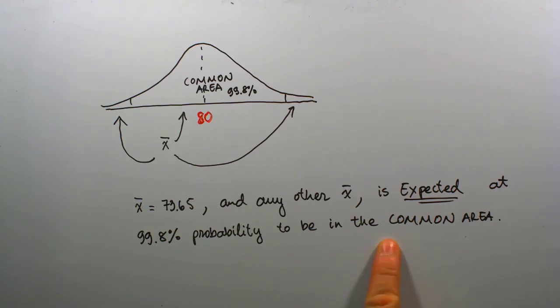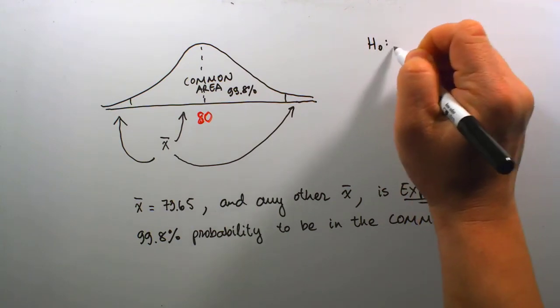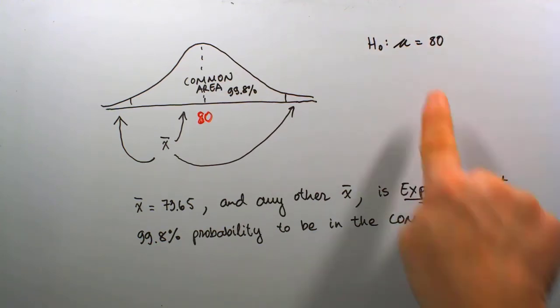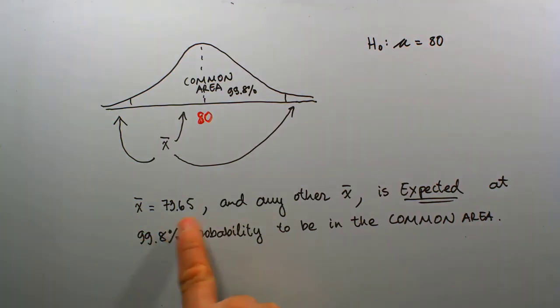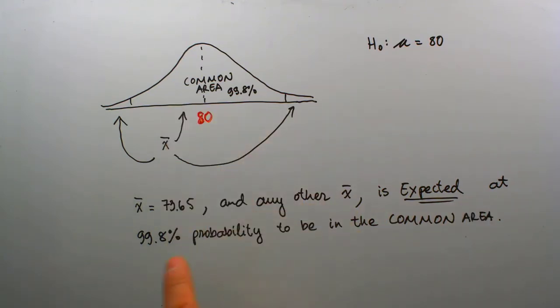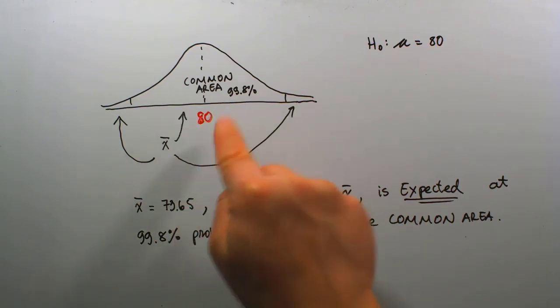What this means is that if our null hypothesis was true, if the null hypothesis stating that the mean pulse rate is equal to 80 beats per minute was truthfully correct, then anytime we pick up a sample, our sample here or any other sample mean value is expected, even if fluctuated away from the center, to be in the common area at such a high chance, 99.8% probability. That means it's just one of those values that we can commonly expect to differ from our claim here.